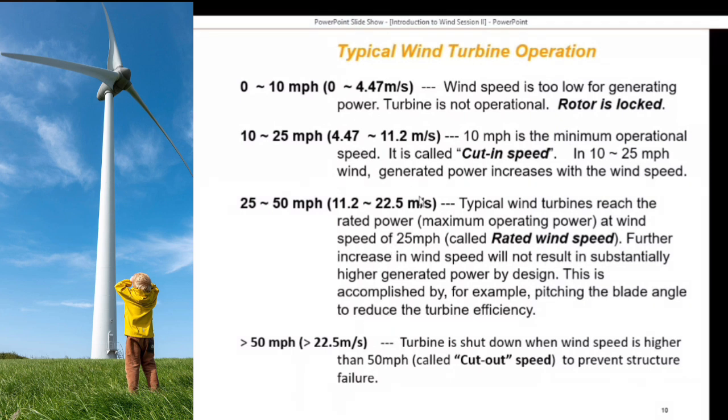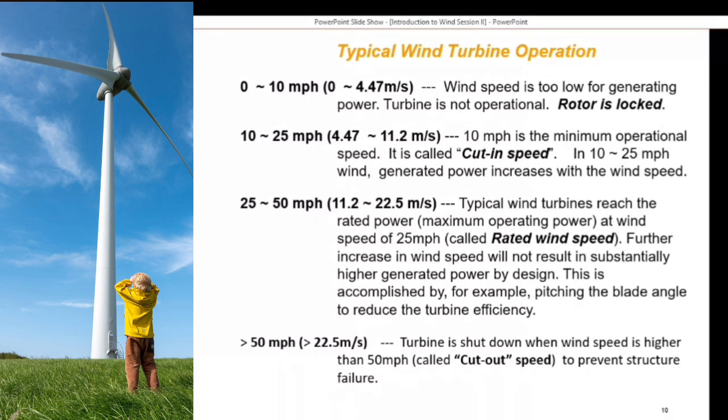So now when it is beyond 22.5, that is where the control plane comes in, among what we deal with in the wind turbine system. It is where the system stops.